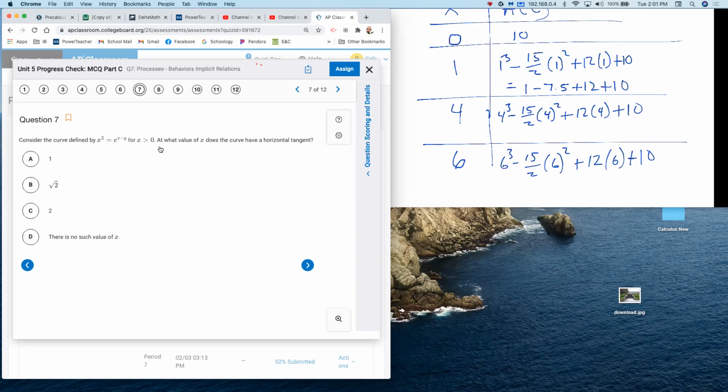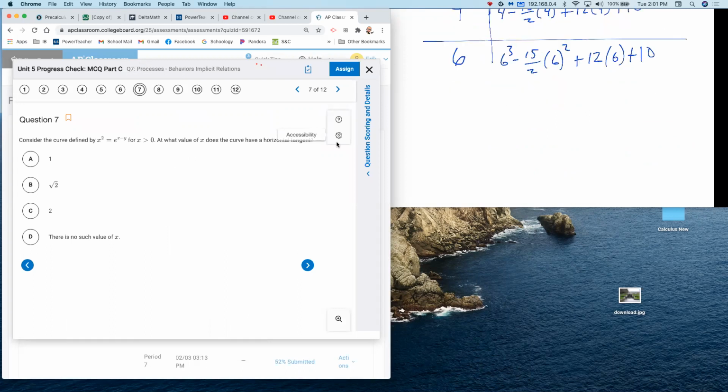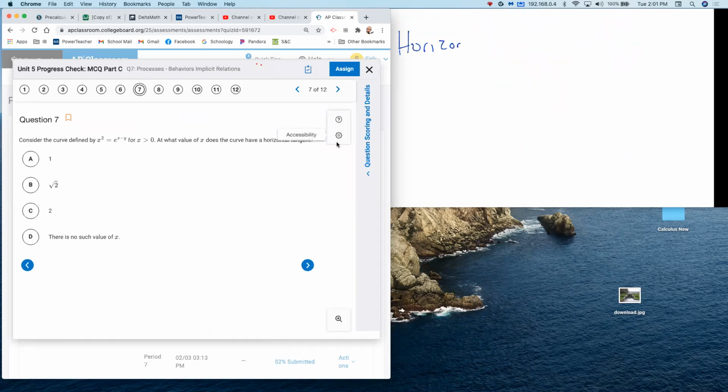For 7, at what value does the curve have a horizontal tangent? Well, what do you know about horizontal tangents? What do you know about horizontal lines? The derivative is 0. That's right. Super, Luke. Good to see you, Luke. Well, not see you, but see your name. We know that f prime is equal to 0, or the slope is equal to 0, right? So that's what we've got to figure out.